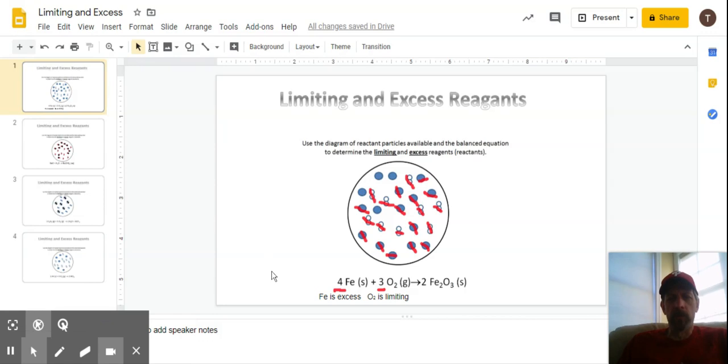If you notice at the bottom of the screen here, I've labeled iron as our excess because there is extra quantity of particles of iron left over, and O2 is limiting because the oxygen has been completely used up. Let's try this again with a different chemical reaction.